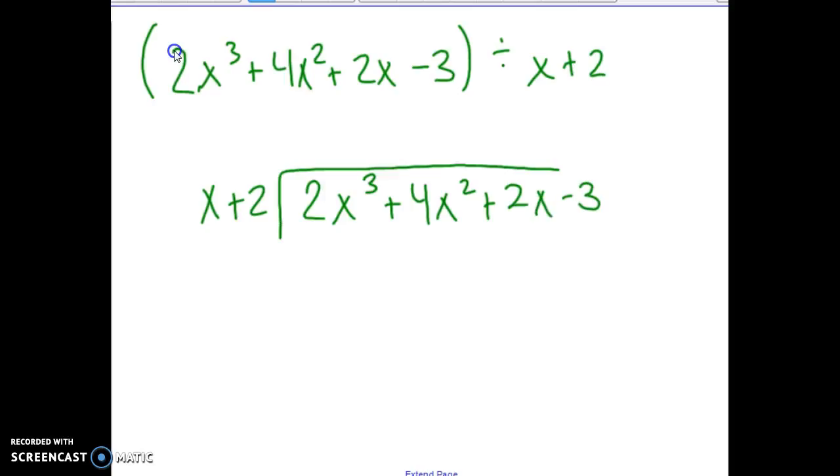Now what we need to do is figure out how many times x goes into 2x cubed. In other words, x times what will give us 2x cubed. That is 2x squared. 2x squared times x is 2x cubed. 2x squared times 2 is 4x squared.